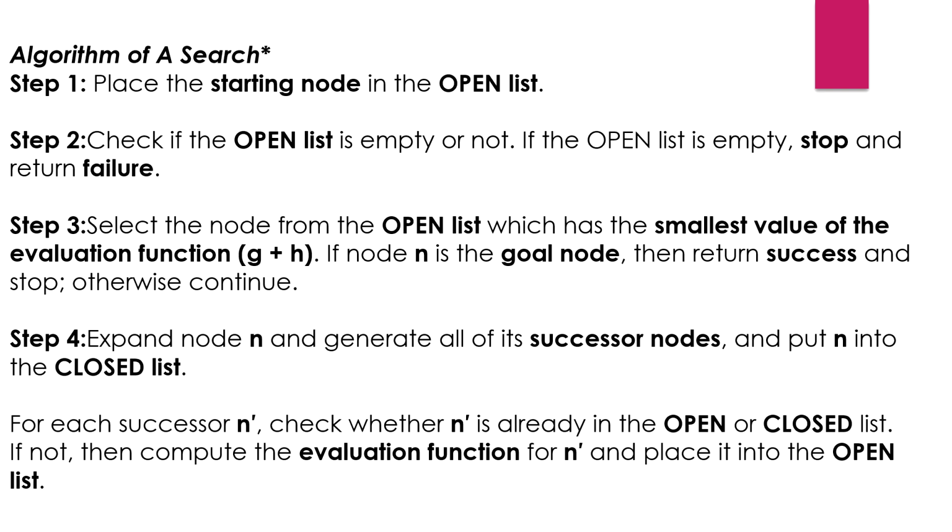Next, step 3. Choose the node having the minimum value of f(n), that is g(n) plus h(n). If the node is the goal, the search is stopped. Otherwise, the search will continue. And next, step 4. Expand the selected node and generate all successor nodes. Move the expanded node into the closed list.